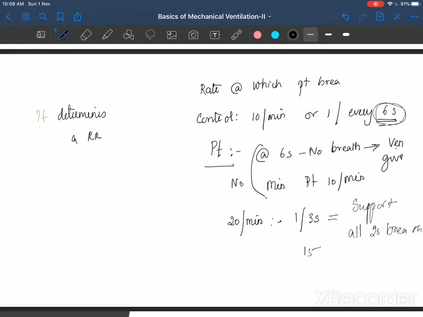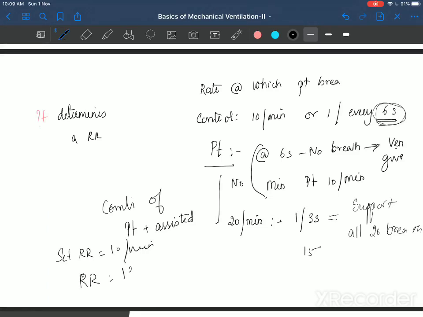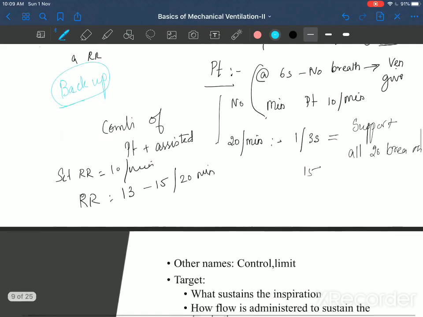Similarly for 15. These are all examples, but practically it's usually a combination of patient and assisted breaths. That is why you need to look at the ventilator. The ventilator will tell you the set respiratory rate is 10 per minute, but the total respiratory rate might be 13 or 15 or 20 depending upon how the patient is responding. So assist control serves as a backup rate, something to fall back on in case the patient fails to initiate a breath.